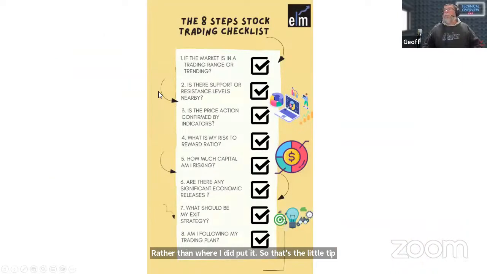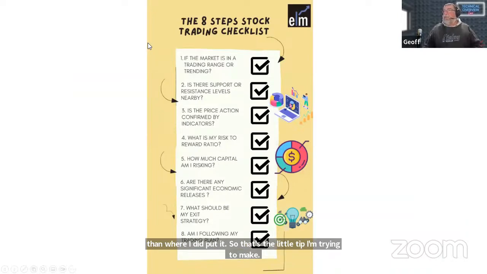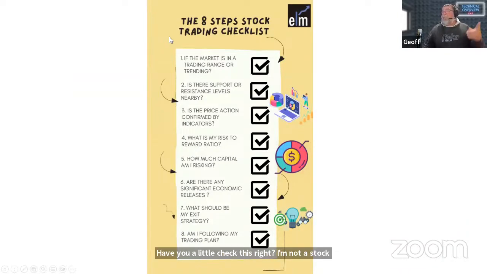Have your little checklist, right? I'm not a stock trader per se either, though I'm trying to learn them. But this is just an example of something that you may want to do. The list is probably different to what you're used to or what your system allows. But this one's just an example, as I say. But have one. That's the whole point of the exercise.